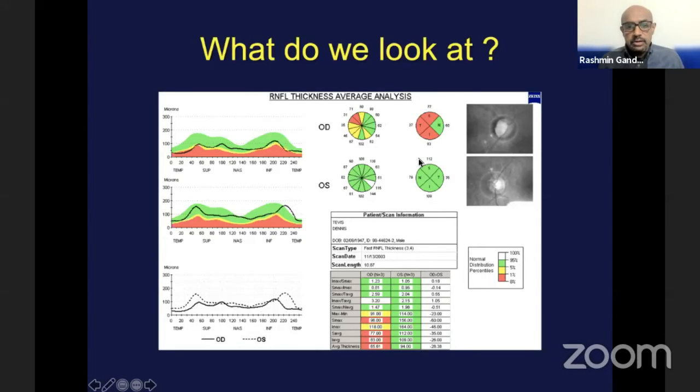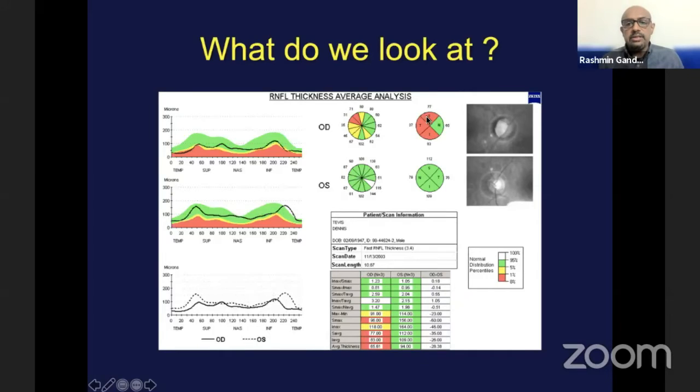So when this printout is given to you, the green is a normal thickness. Why do we say normal thickness? That means this is the thickness that we expect for that particular age. This is basically compared to an age-matched control. But anything which is in the yellow or red zone tells you that there is a thinning of RNFL. So this particular graph tells you whether there is thinning.